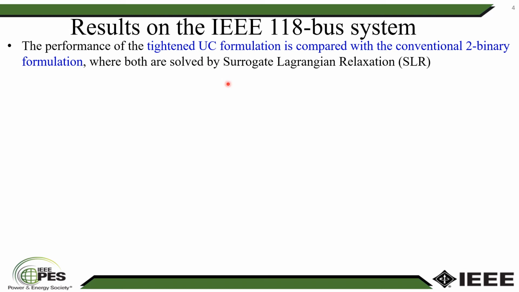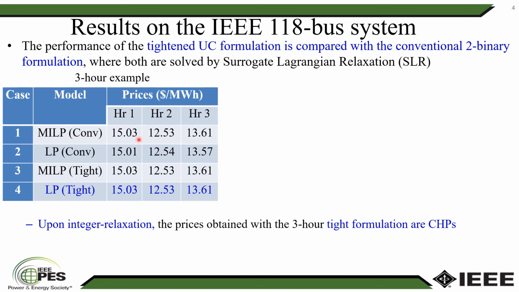Let me now discuss the implementation of our idea. We use the IEEE 118 bus system for testing. The performance of our tightened UC formulation is compared with the conventional two-bin formulation, where both formulations are solved by SLR method. The first experiment is a 3-hour example whose results are shown in the table. The MILP conventional and MILP tight are used to calculate the convex hull prices. Upon integer relaxation, we notice that the LP conventional formulation cannot give us the convex hull prices, as it produces different prices from the MILP conventional. However, upon integer relaxation, the tight formulation gives us the exact same prices, which are the convex hull prices.